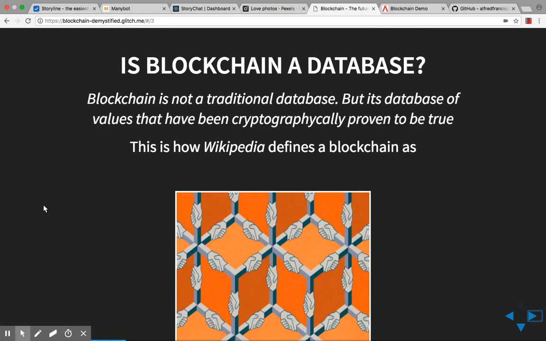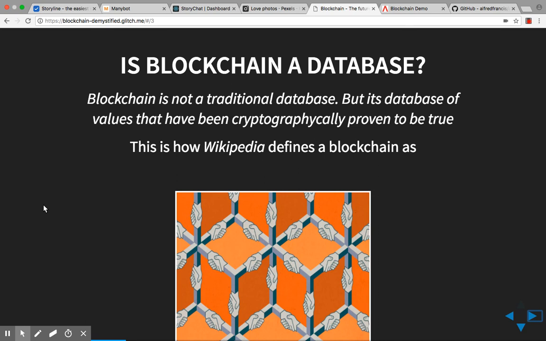So, a lot of people ask me, is blockchain a database? Honestly, let me give you the answer. Blockchain is not a traditional database. Yes, it can be considered a database, but it's not your traditional database that you can go back and change entries and values in. No, it's not that. But it is a database of values that have been cryptographically proven to be true, right?